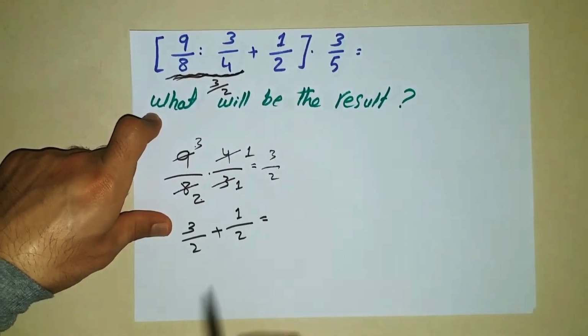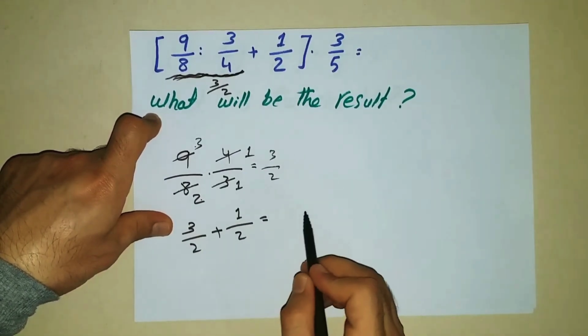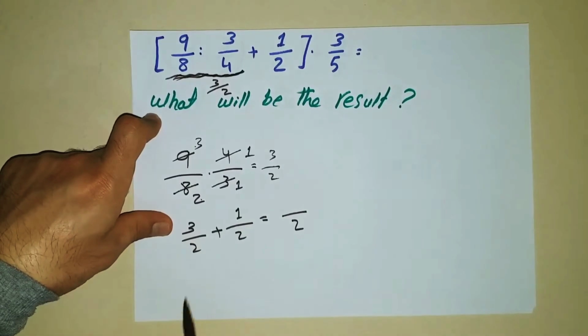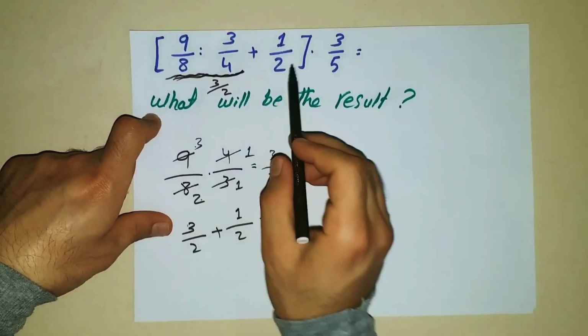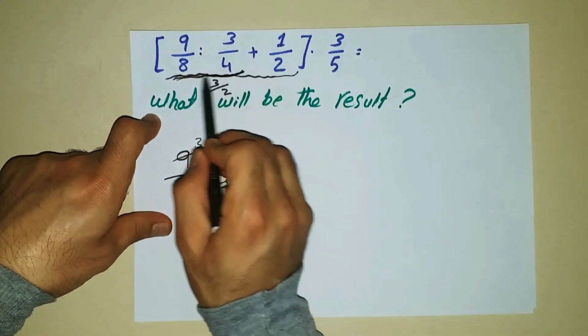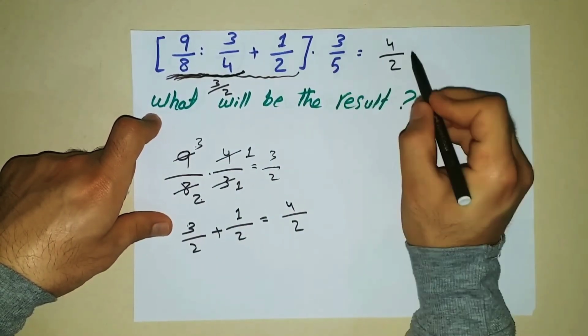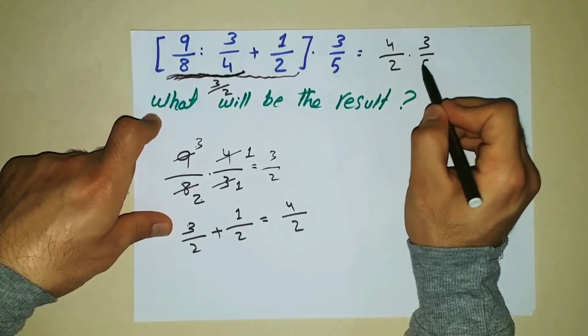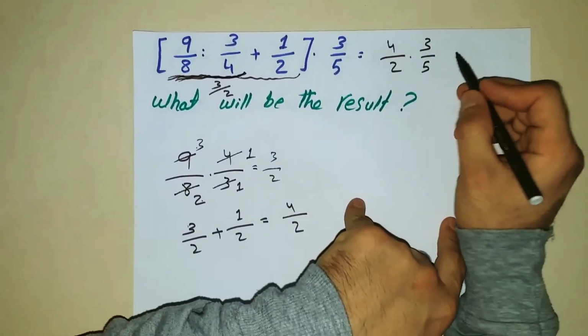As you remember, we are going to make the denominator the same, so the denominators are the same. I will just add the numerators. 3 plus 1 is equal to 4. Now this one whole is 4 by 2 multiplied by 3 by 5. Now I will see if we can simplify. No, we can't simplify, so I will multiply them directly.